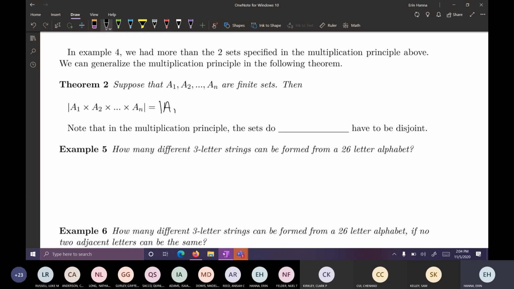So we take the cardinality of A sub 1, times the cardinality of A sub 2, times so on to the cardinality of A sub n. Note that in the multiplication principle, the sets do not have to be disjoint. So they can share elements all they want. We don't care.